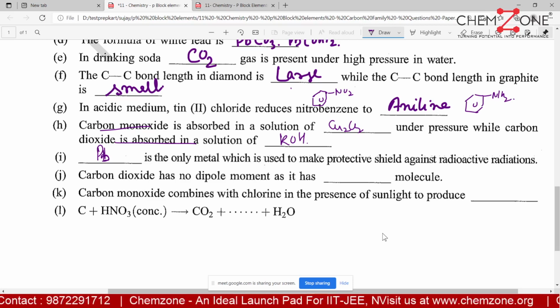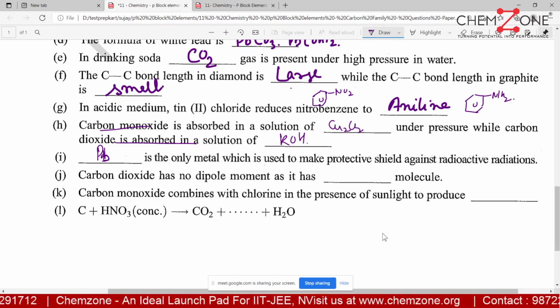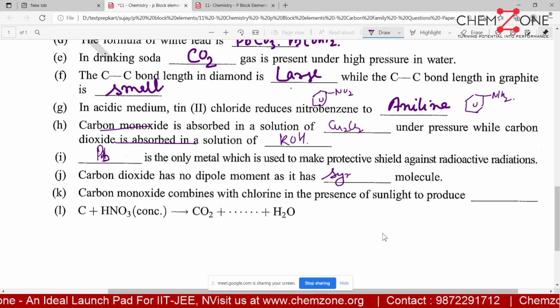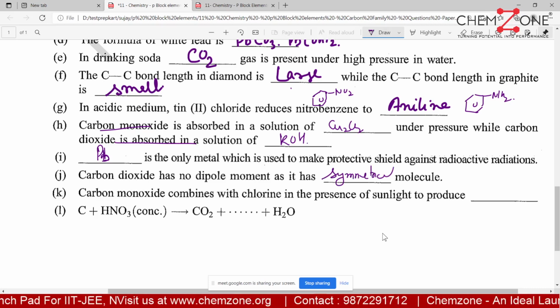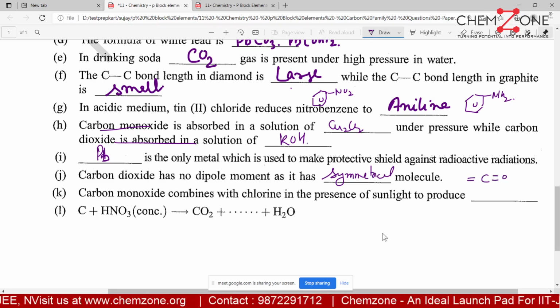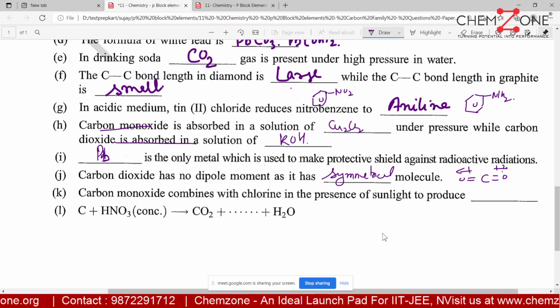Carbon dioxide has no dipole moment as it is a symmetrical molecule. You can see carbon dioxide is a symmetrical molecule. The null vector operates over here, and that is why there is no dipole moment.